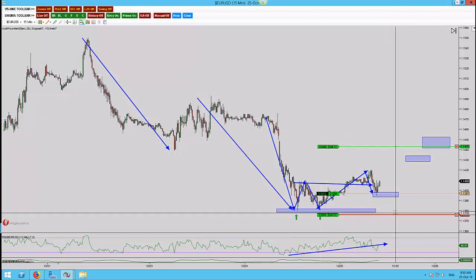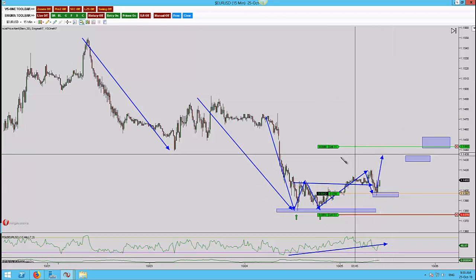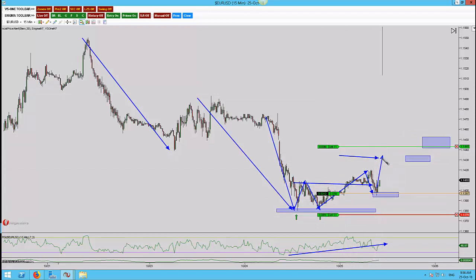We'll come back and see if we can put a new structure high in here. This will actually then put us in trend, and we may see a pullback and a continuation up to our targets.